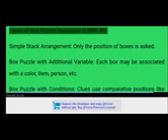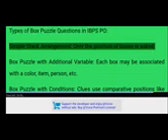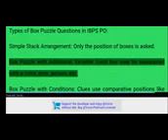Types of box puzzle questions in IBPS PO. Simple stack arrangement: only the position of boxes is asked. Box puzzle with additional variable: each box may be associated with a color, item, person, etc. Box puzzle with conditions: clues use comparative positions like above, below, between, immediately above, not placed adjacent, etc.